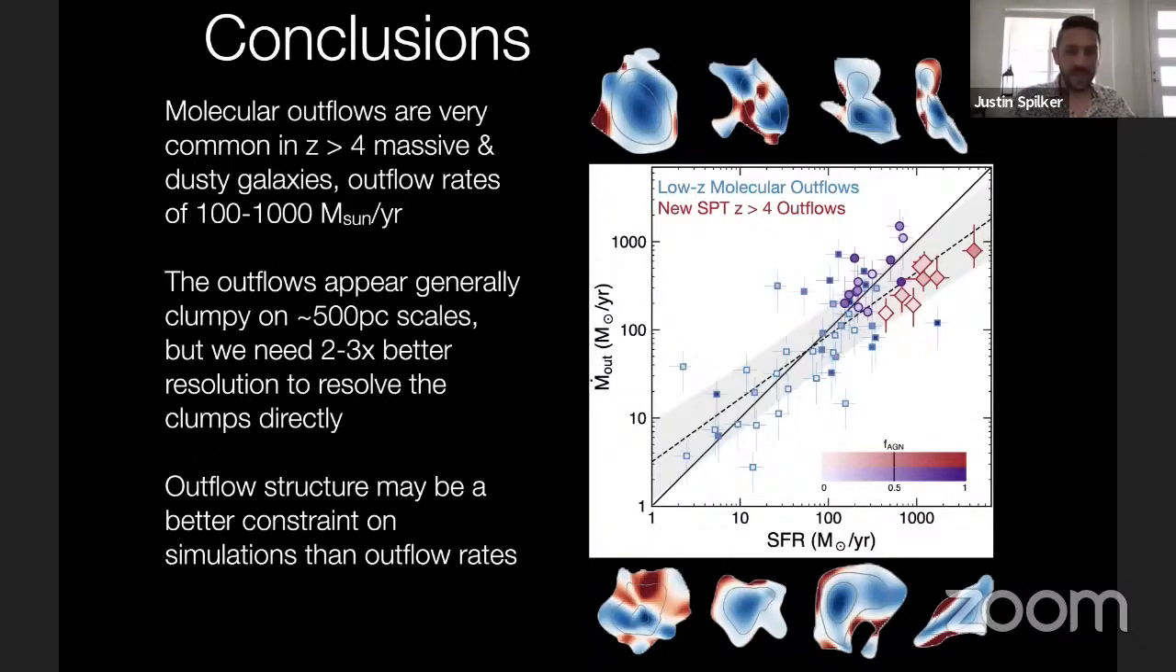They look clumpy on scales of a few hundred parsecs, but I can't actually tell you what the size of the clumps are at this point. And I think the interesting idea is that it might be more useful to constrain simulations with the structure of outflows than the actual outflow rates or energetics themselves. So I'll stop there. Thanks.